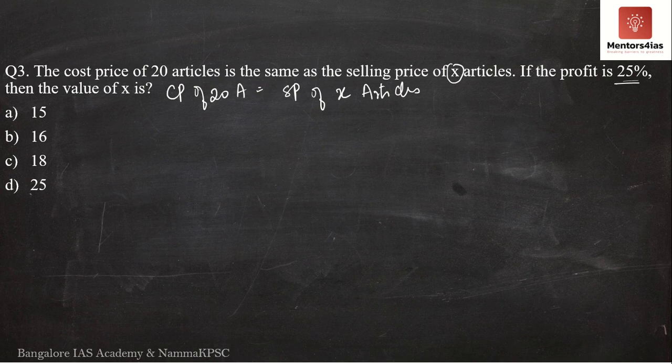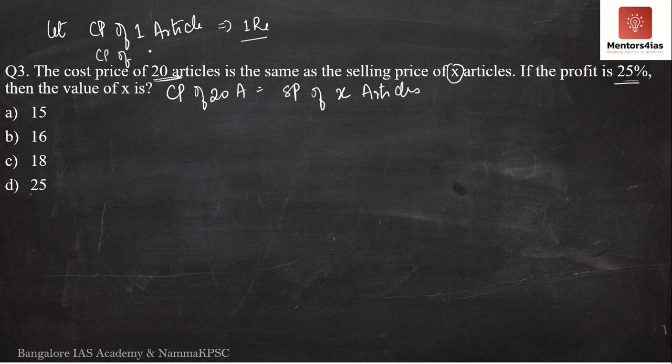Again we will start with an assumption. We will assume the cost price. Let the cost price of one article being considered in the question be 1 rupee. Then what is the cost price of 20 articles? Then the cost price of 20 articles will be equal to 20 rupees.